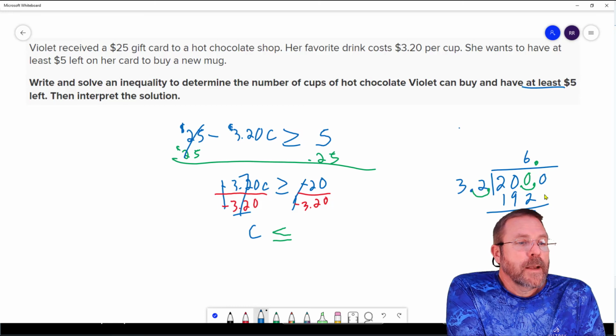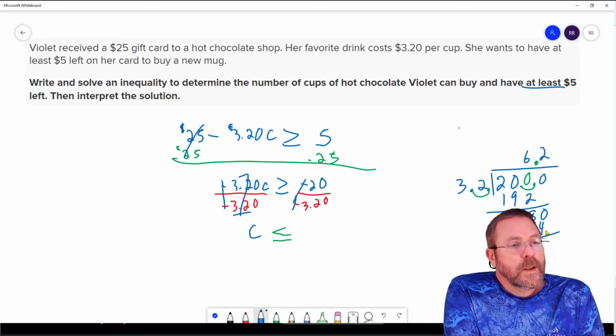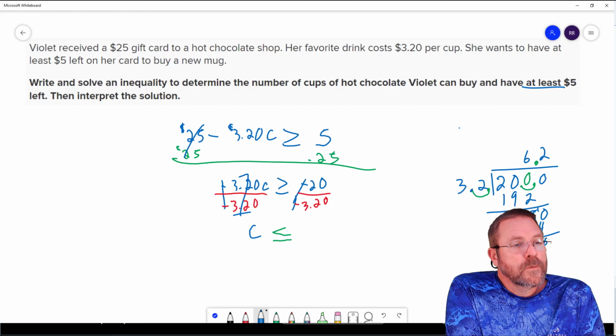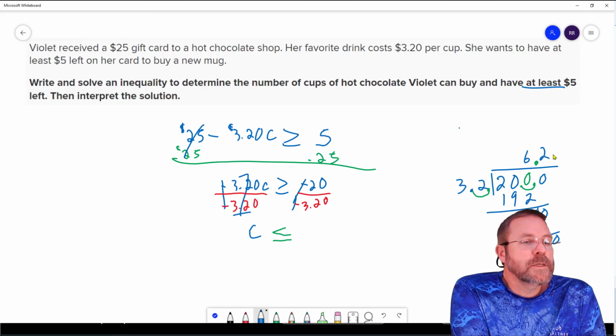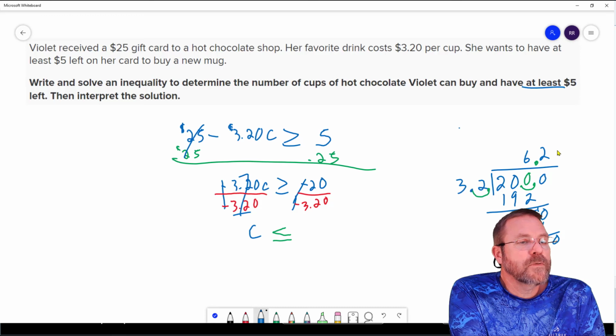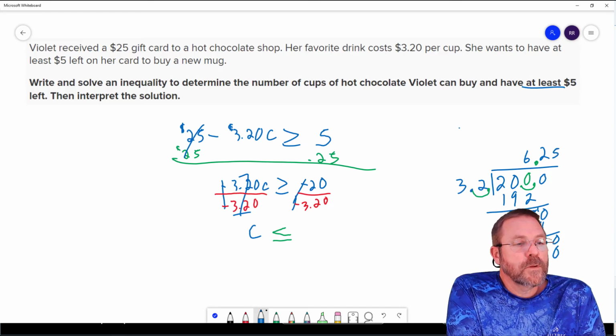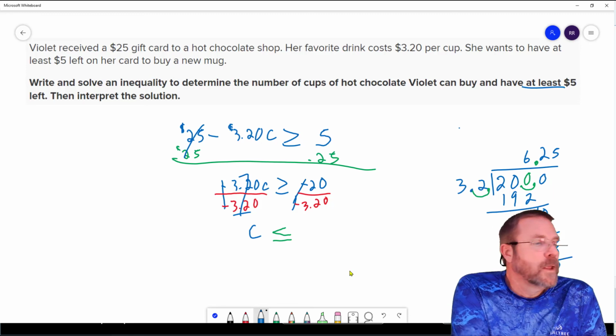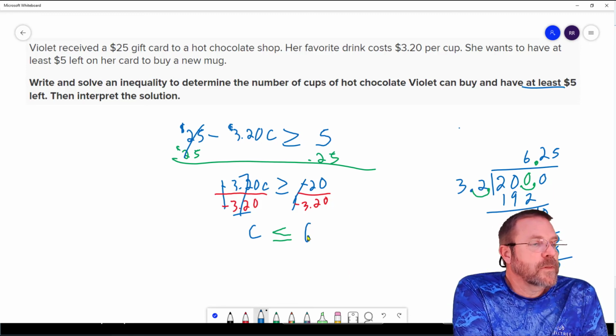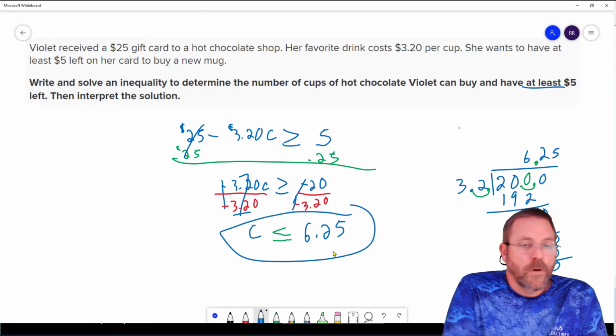We're going to annex in a 0 and bring it down. 32 is going to go into that 64 times. And when I subtract that out, I'm going to have to do some borrowing here. That's going to give me a 16. 32 is going to go into 160. How many times? I'm going to say 5 times. 5 times 2 is 10. 5 times 3 is 15, plus 1 is 16. So my answer is C is less than or equal to 6 1/4 cups of coffee.